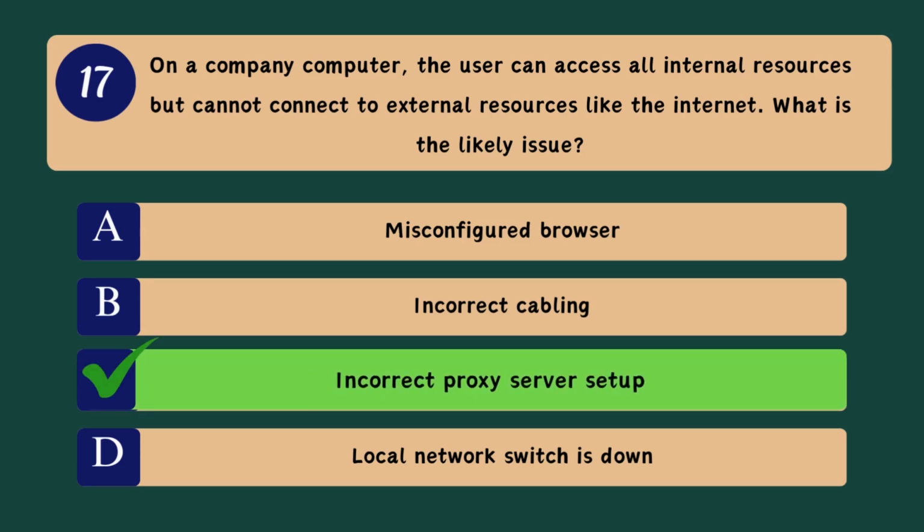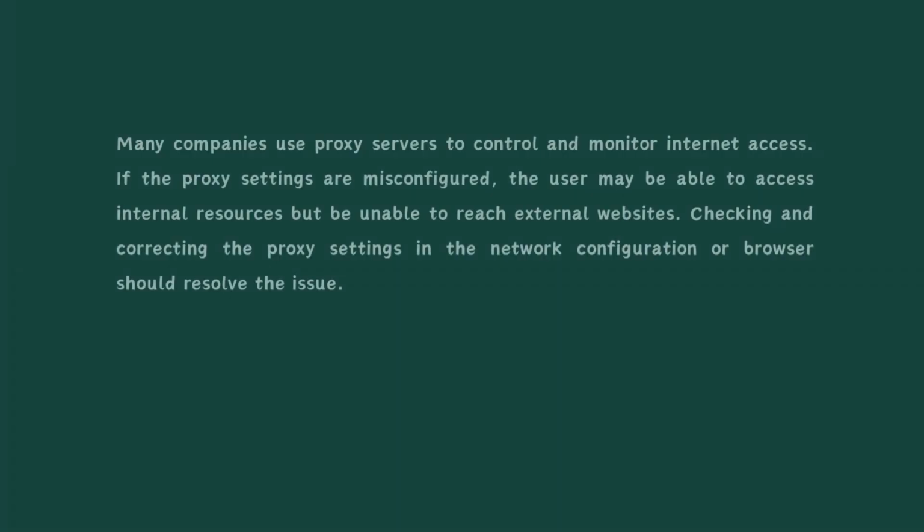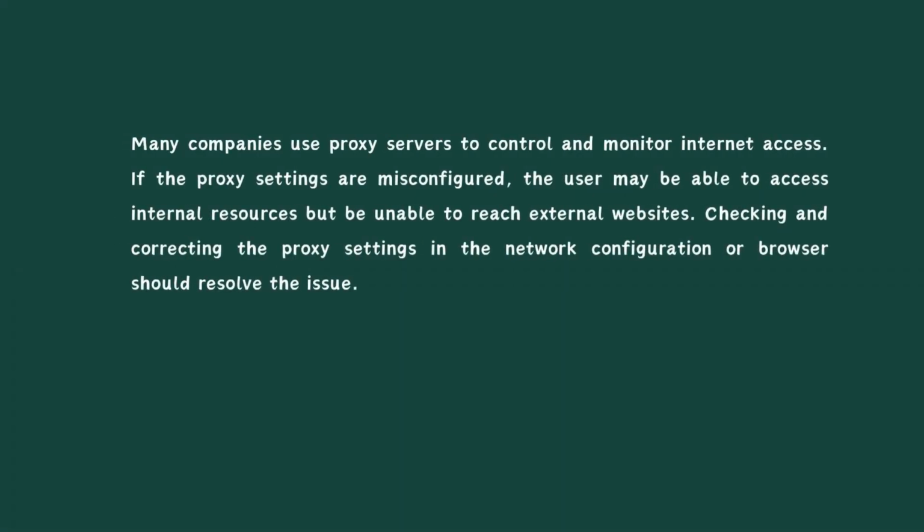Correct answer: C. Incorrect proxy server setup. Many companies use proxy servers to control and monitor Internet access. If the proxy settings are misconfigured, the user may be able to access internal resources but be unable to reach external websites. Checking and correcting the proxy settings in the network configuration or browser should resolve the issue.